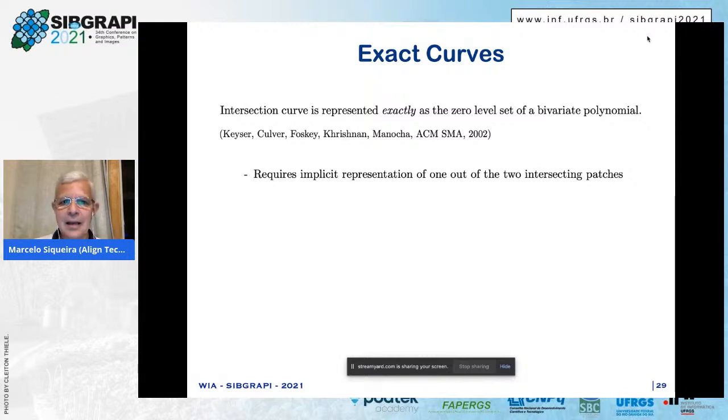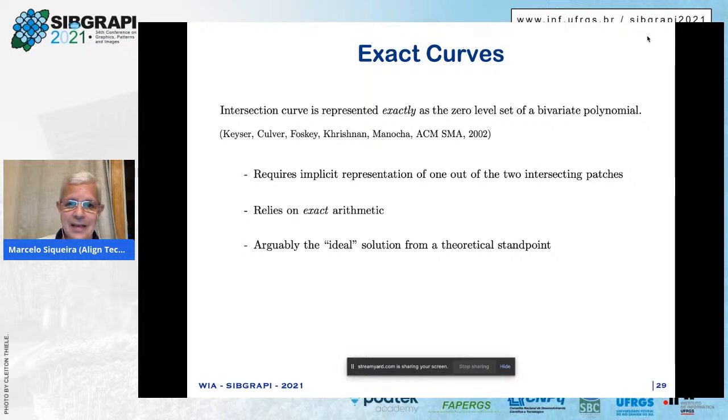You would have exactness. But to implement that, he also needed to use something that gives some numerical guarantees, and exact arithmetic was used at the time. And as I said before, I believe this is, from a theoretical standpoint, the best solution that we have out there. And he even went as far as to implement a solid modeler as a prototype to prove that all this theoretical background could actually be made practical.